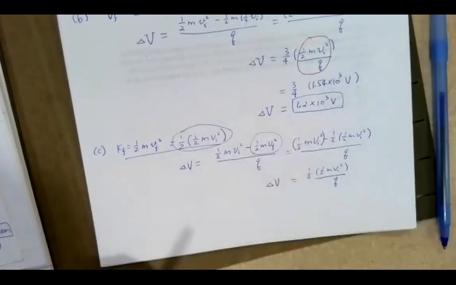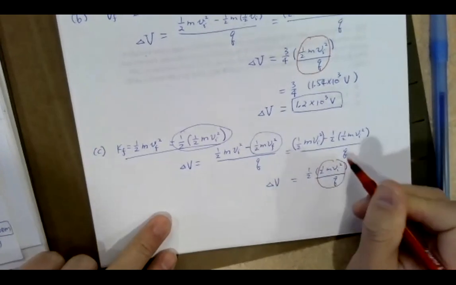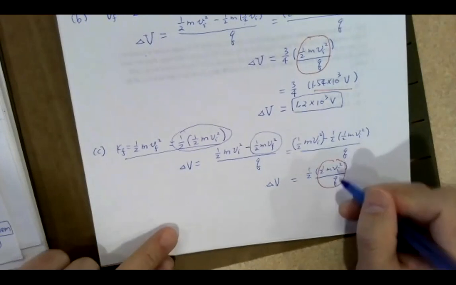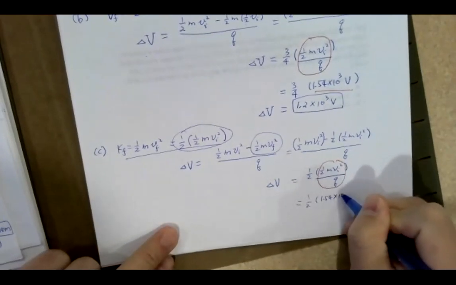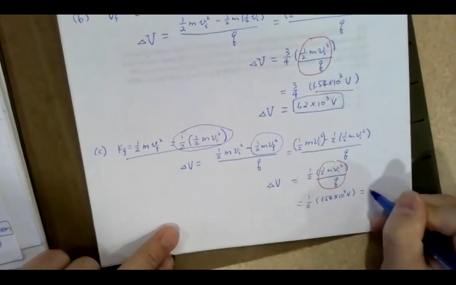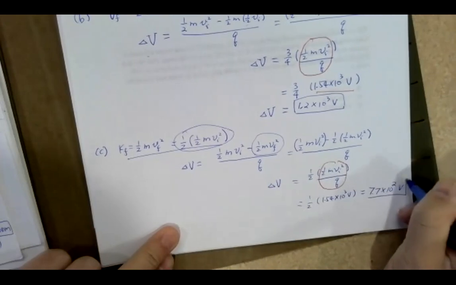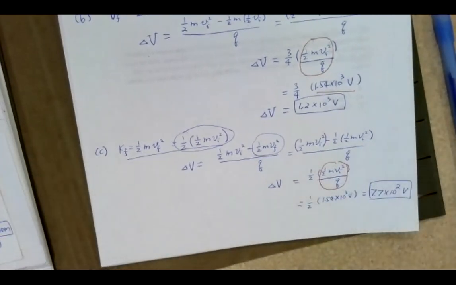Again, the initial 1/2 m v i squared divided by q is 1.54 times 10 to the third. So you can just take that number down in the place of this expression. So 1/2 of 1.54 times 10 to the third would be 7.7 times 10 to the second volts for your potential difference required.